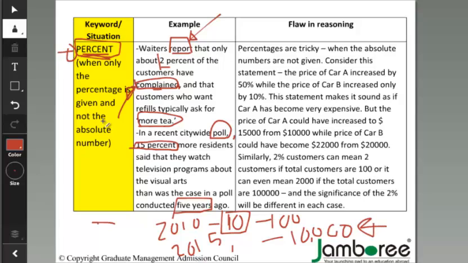So unless you quote the absolute number, it does not make sense. So if you read this portion, percentages are tricky. Consider this statement: the price of car A increased by 50%, while the price of car B increased only by 10%. This statement makes it sound as if car A has become more expensive, right? If you say that car A's price went up by 50%, but car B only by 10%, you will feel that car A has become more expensive.